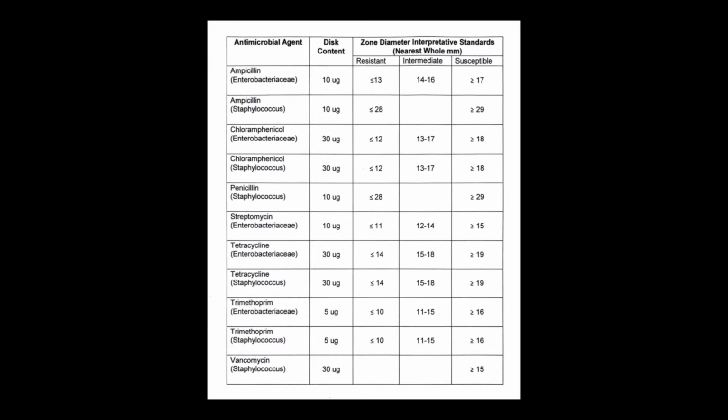So the reason why you want to measure these in millimeters is because on the interpretive chart that you have, that tells you exactly how susceptible or resistant each species is to each antibiotic, the numbers in the 3 columns on the right, those numbers are all millimeters. So you want to make sure you measure the zone of inhibition in millimeters so you can compare it with this chart.